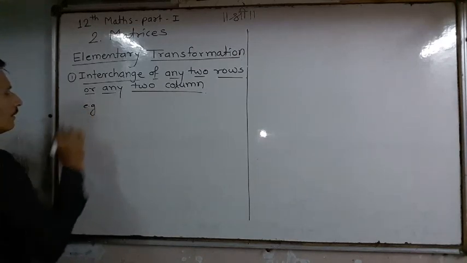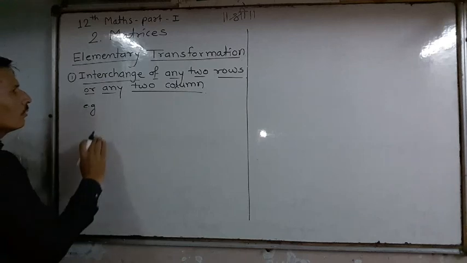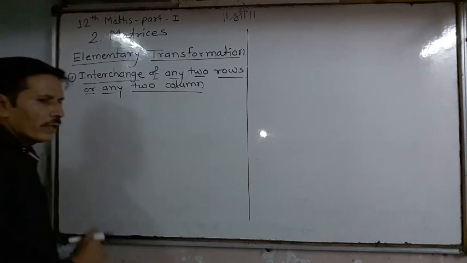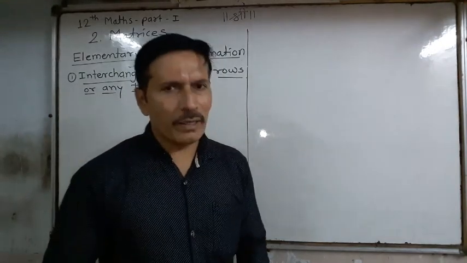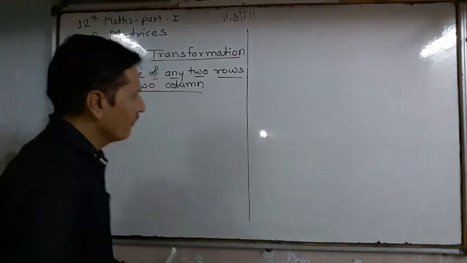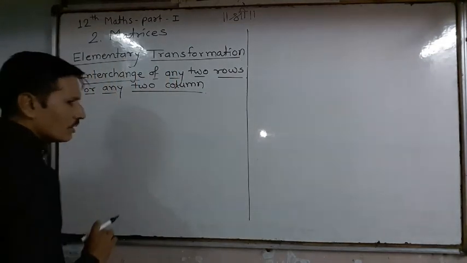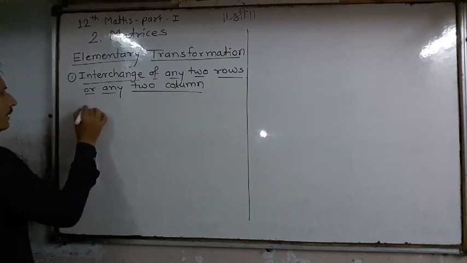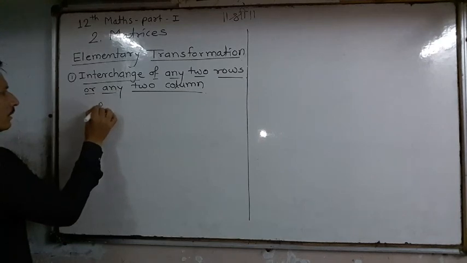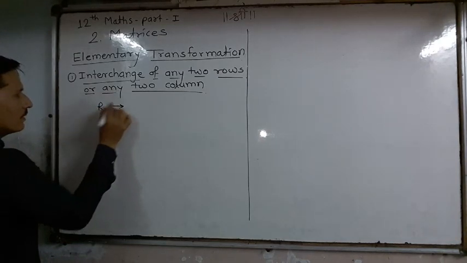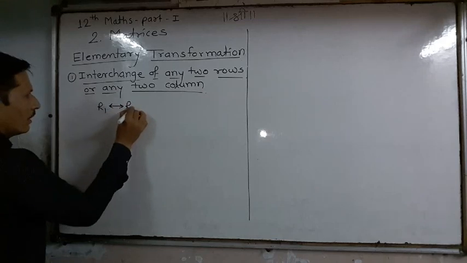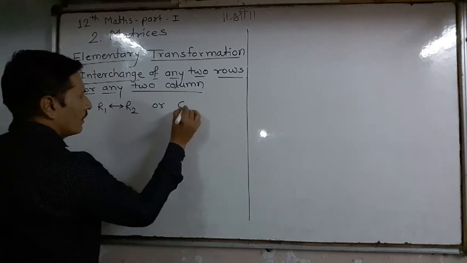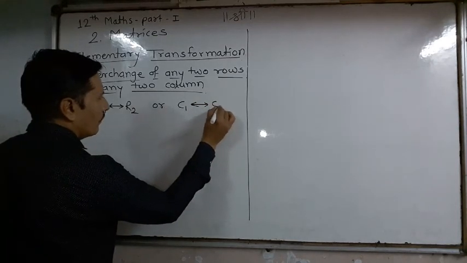For example, how can we write the interchange of any two rows or columns? Rows are represented by the letter R and columns by the letter C. Therefore, if we interchange the first row and second row, we write R1 ↔ R2. Or if we interchange columns, we write C1 ↔ C2.